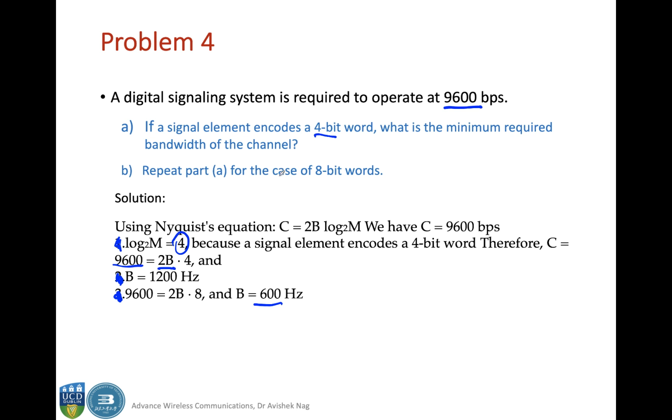And if you repeat part A for the case of 8-bit words, then it will be 9600 equals twice B times 8. So this is for the 8-bit word, 600 hertz, and for 4-bit you have 1200 hertz. So that's the final solution.